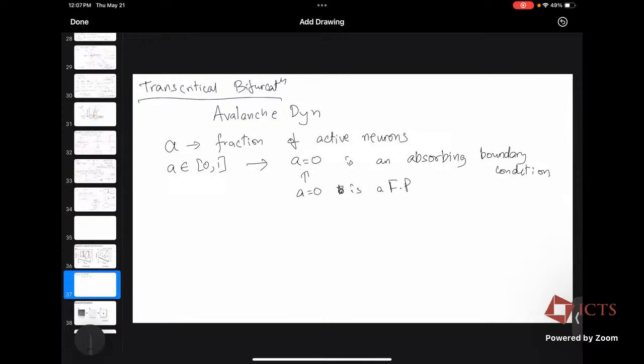Do we expect this to be a stable fixed point or an unstable fixed point? Hopefully people in class are saying unstable fixed point. Okay. So why is it an unstable fixed point? Because we expect that any small perturbation should give rise to a lot more activity, right? So we want some dynamics where I'm expecting this to be an unstable fixed point.